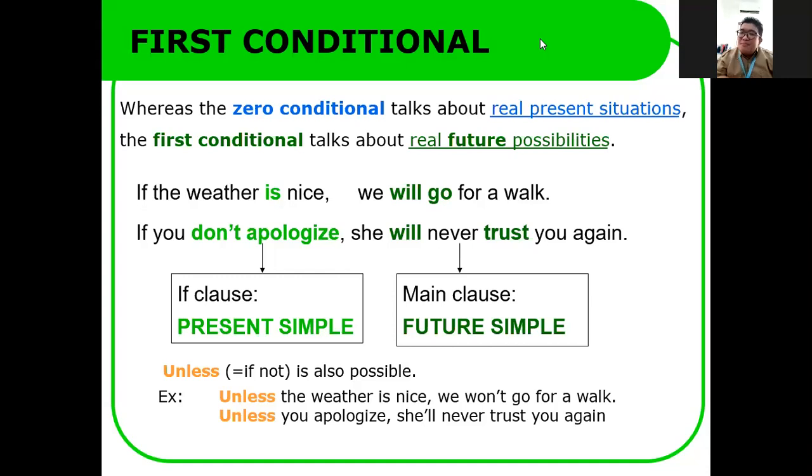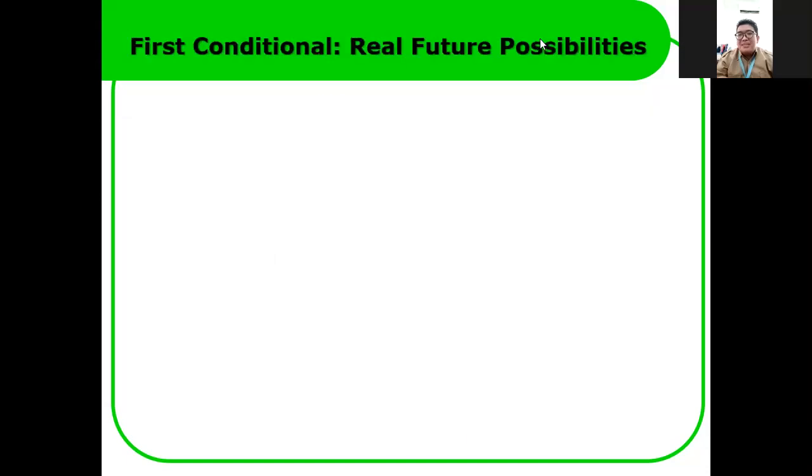In some sentences, it is also possible if we use unless. Ya, bisa juga kalau pakai kata unless. Unless is similar with if not. Unless the weather is nice, we won't go for a walk. Unless you apologize, she will never trust you again. Okay, so this is the similar concept. Yeah, hampir sama.